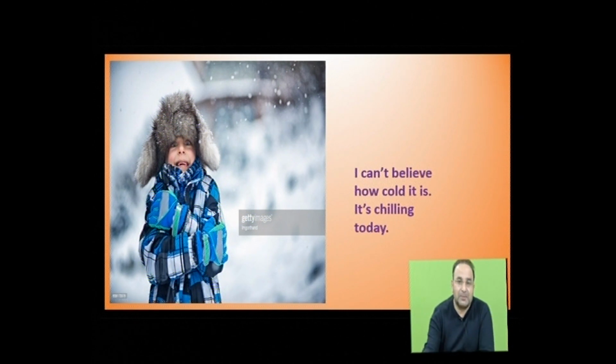Theek hai? So, ede baad tusi ki karna hai ke, you are just noting down all these expressions. But definitely, you would be using all these sentences in your conversations. I can't believe how cold it is. It's chilling today, okay? Or it's freezing today. There is a bit of difference between freezing and chilling, but I think chilling would do good for you. Clear? So, instead of saying aaj thand badi hogi anje ho gaya, you can say this thing, I can't believe how cold it is. It's a complete expression, or it's chilling today. Clear? Okay, let's see further.